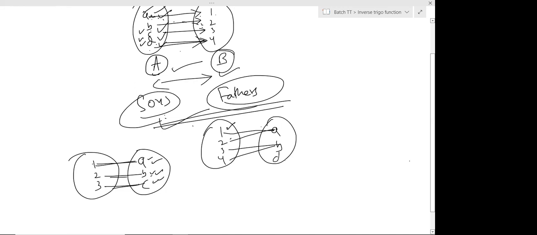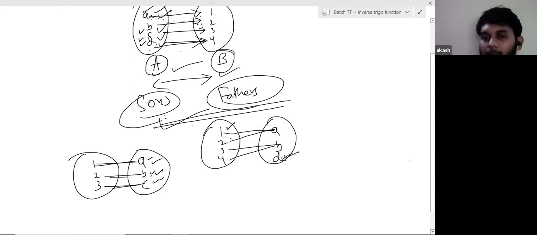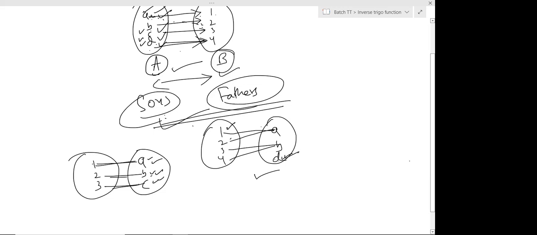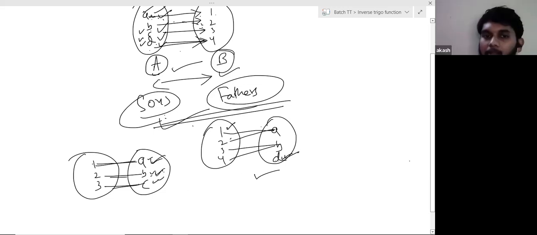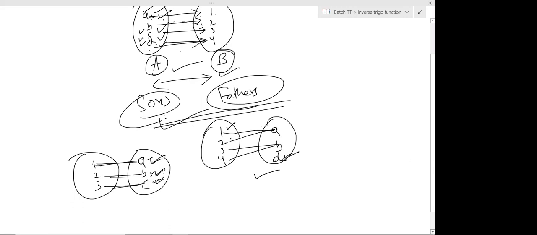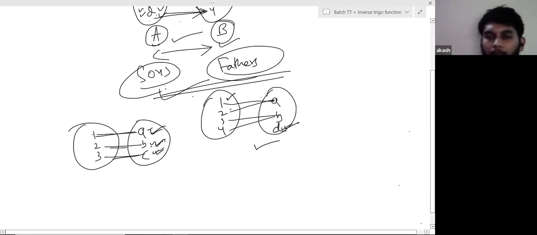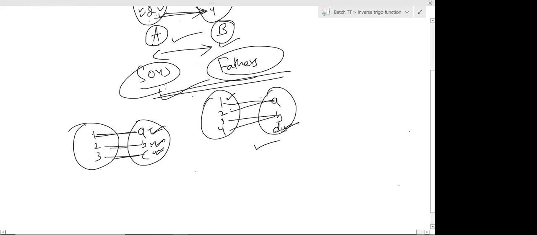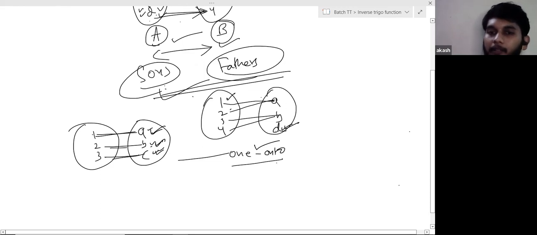Suppose I write one more element D here. Then this is also a function. There can be a father who doesn't have a son. That is also okay. But for this function to be onto, all fathers should also have a son. The condition should be fulfilled from both sides. So this is 1-1 and onto. Now, why is this necessary? If a function is not 1-1 and onto, then we cannot invert it. That means we cannot find the inverse of that function.